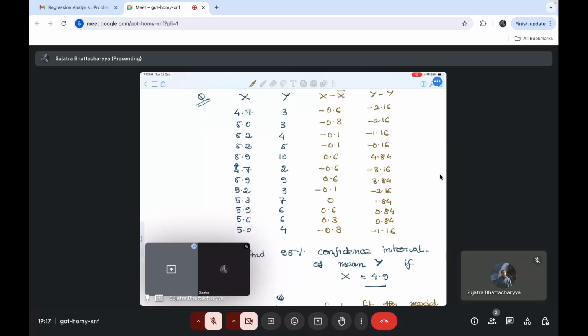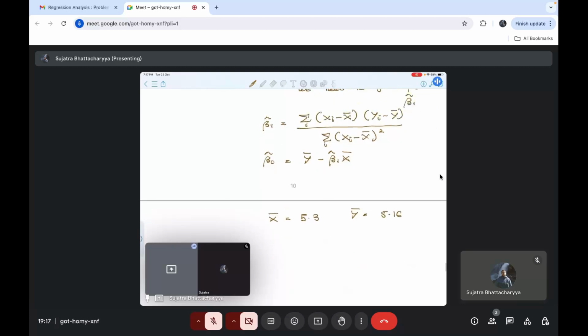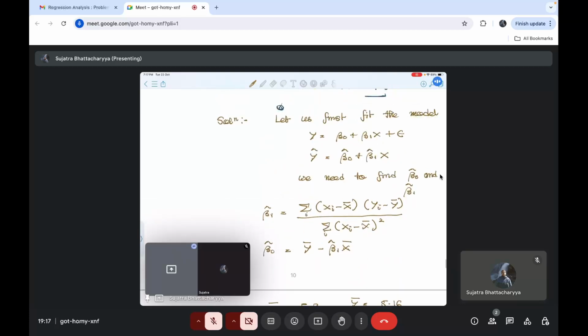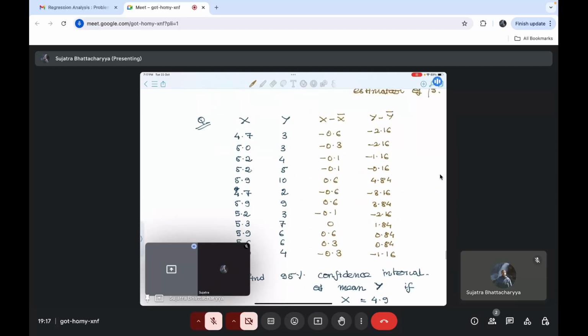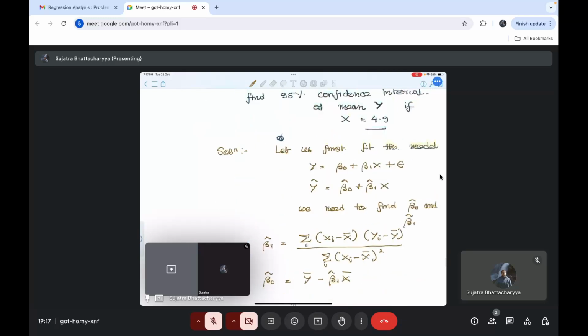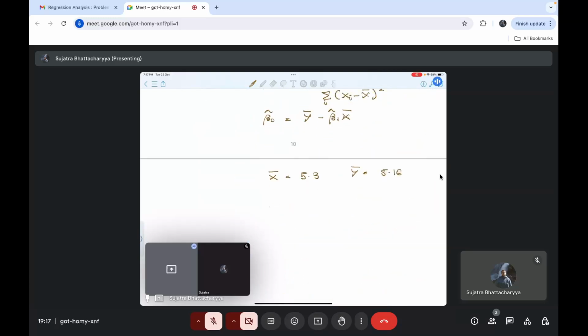Now it's easy. You can calculate xi minus x bar into yi minus y bar. You multiply each and every term, like minus 0.16 into minus 2.16, write it somewhere, and then add. Based on the values I have provided, this becomes the summation of xi minus x bar into yi minus y bar.